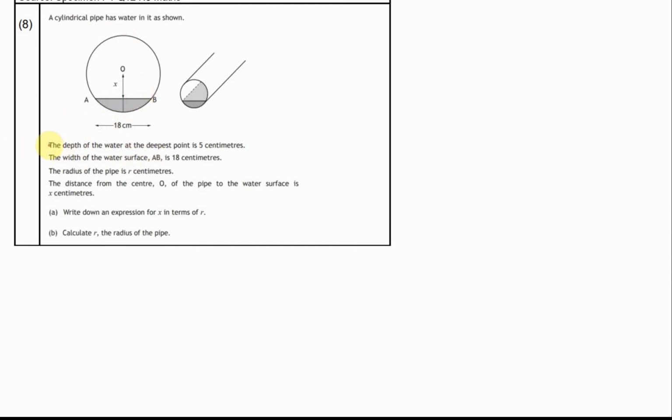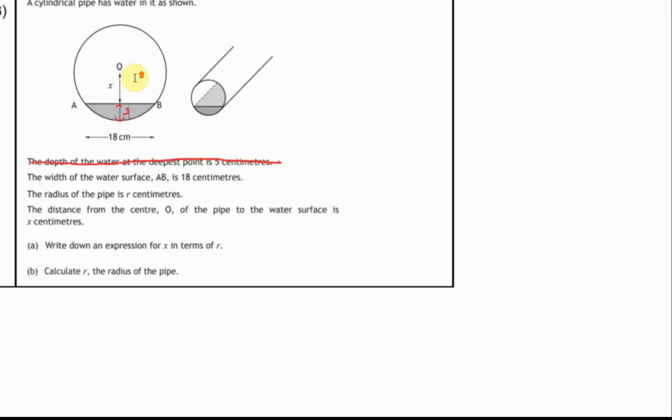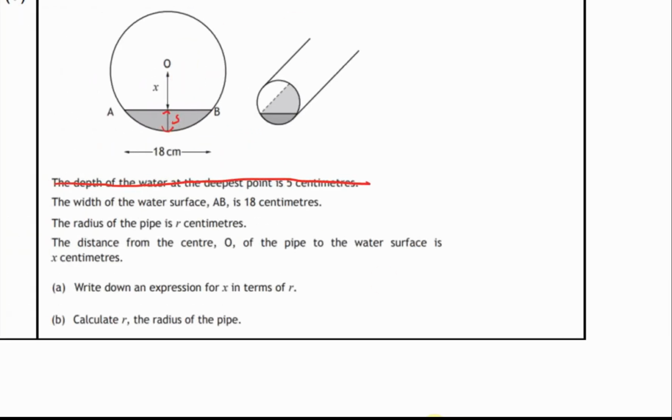So let's read. The depth of water at its deepest point is 5. So let's score that out and draw in the diagram. There's 5. So this dimension in here is 5. The width of the water surface is 18. That's already shown. The radius of the pipe is r. So we could draw an r. There's an r, there's an r, and that's an r as well.